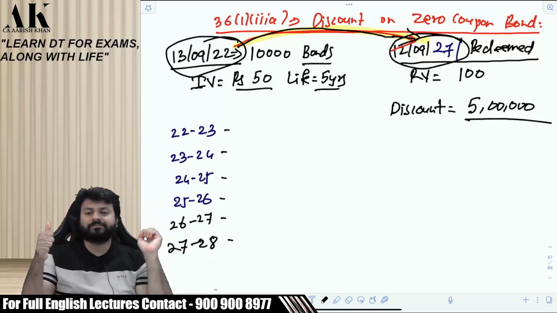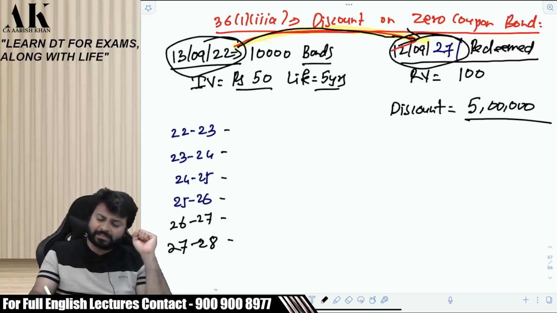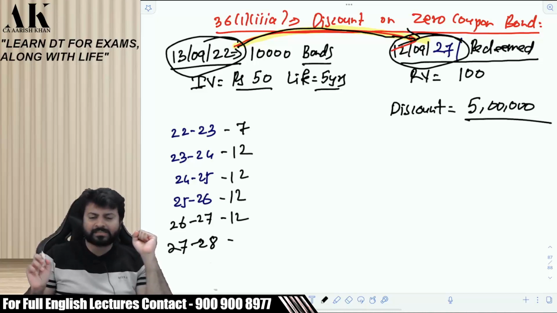So September, October, November, December, Jan, Feb, March. How many months? 7 months. Now next year full 12 months, 12 months, 12 months, 12 months. And last year how many months?